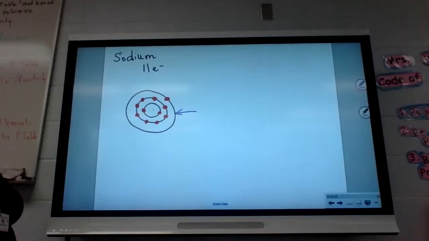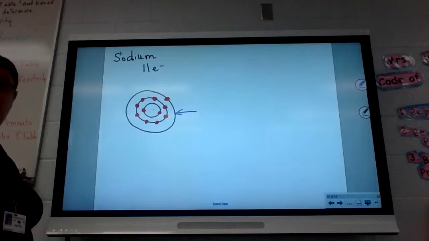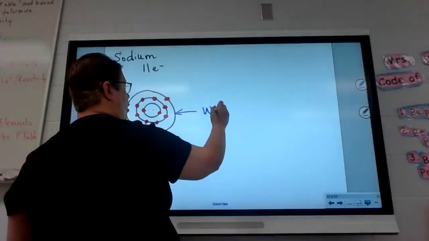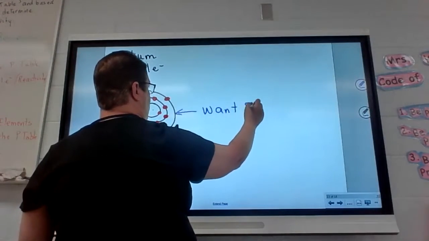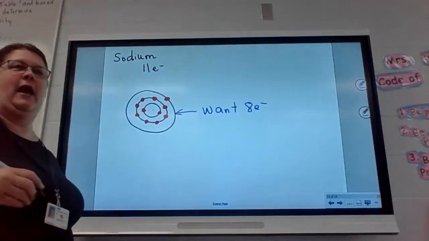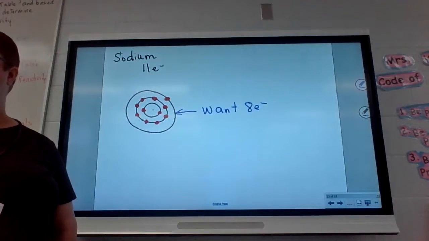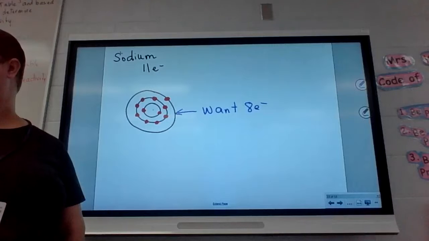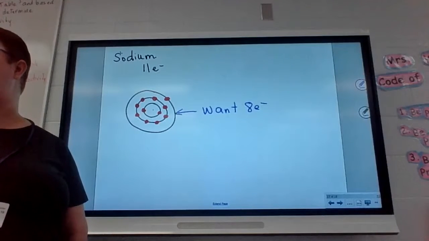So when you look at that Bohr model, we said yesterday every atom wants how many electrons? Every atom's goal is to have what? They want 8 electrons. So if they want 8 electrons, every atom has 2 choices. It can either gain or lose electrons in order to get to 8. It's always going to choose to do what's easiest.